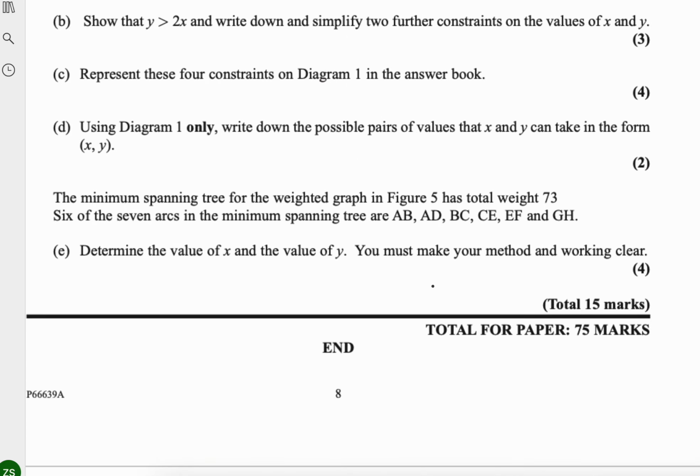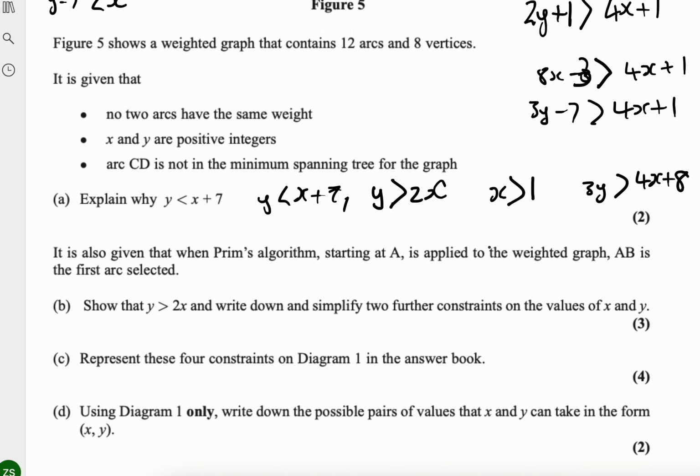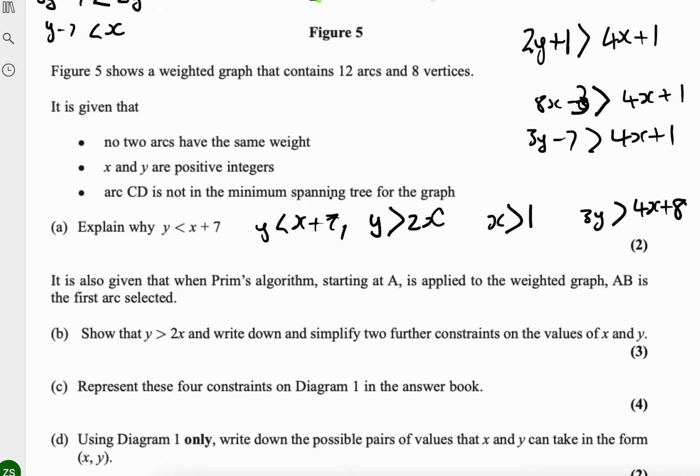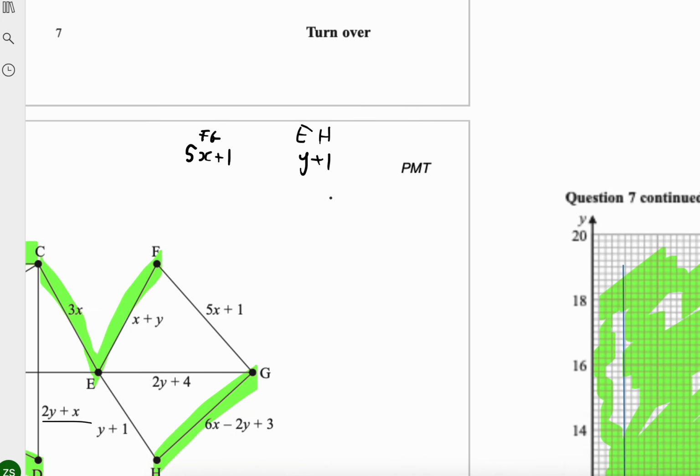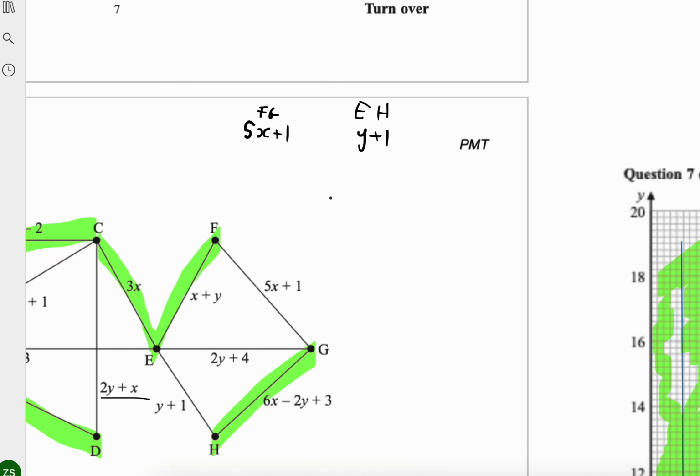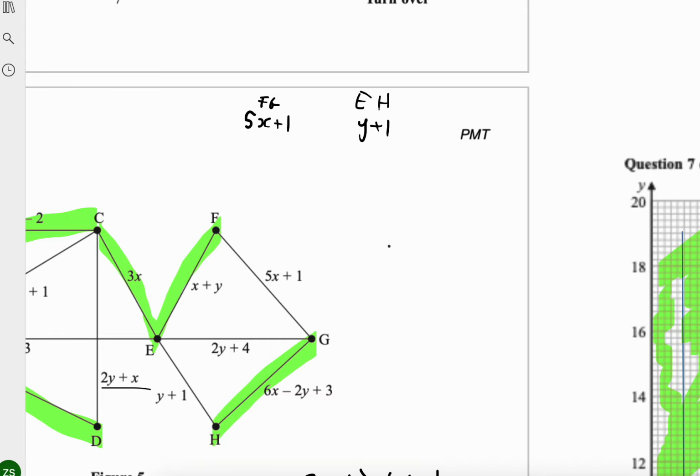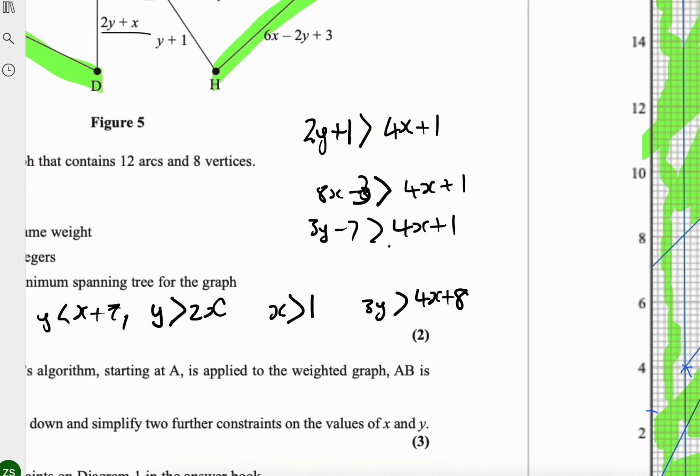Determine the value of x and the value of y. Go back to the question. No two arcs have the same weight. x and y are positive integers. So how do we do this? Do you plug in all the values? 5x plus 1 and y plus 1.